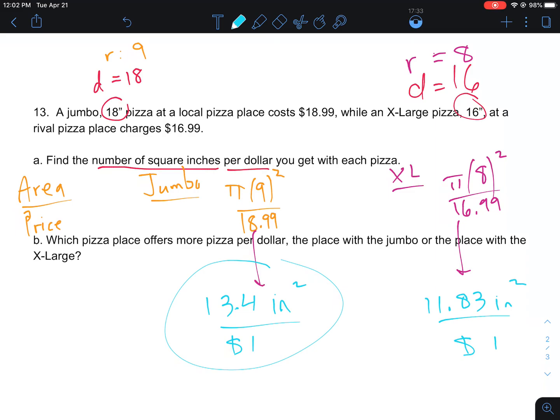All right, so that is a review of Unit 3. A lot of old school geometry and area, ratios and proportions and scale factors. If you have any questions, let me know.